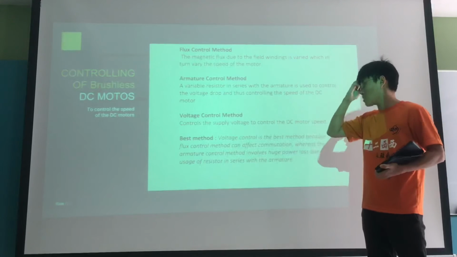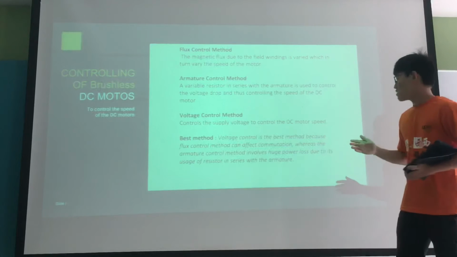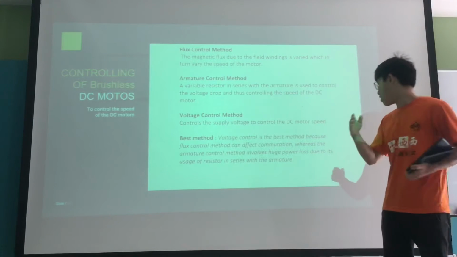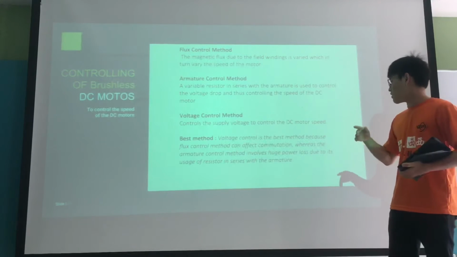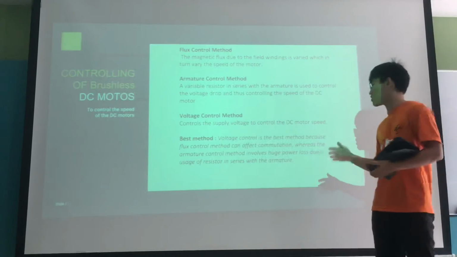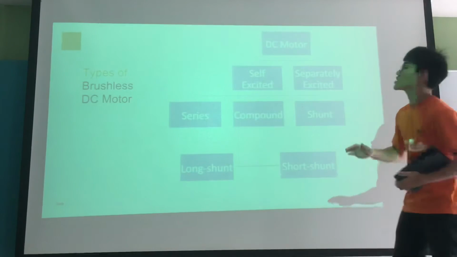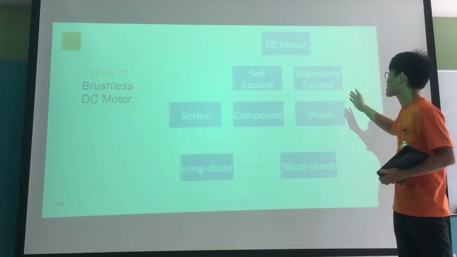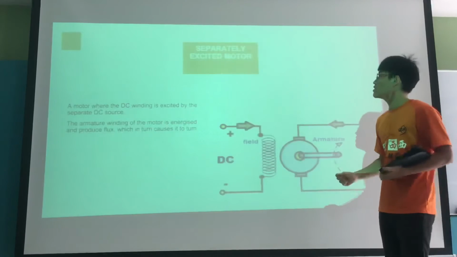And the best method up to now is voltage control, as the other methods, for example the flux control method, affect commutation, whereas armature control involves a huge power loss as there is a huge resistor in series. Now, these are some types of brushless DC motors. They are the self-excited and the separately excited types, and we'll be discussing this in the next slides.